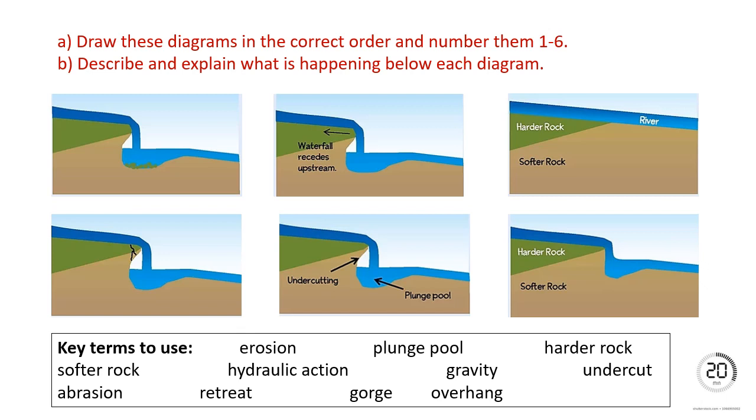So based on the video, and you can by all means re-watch it, I need you to draw these diagrams in the correct order. You're going to number them 1 to 6, making it really clear the order of this sequence. And when you've done that, you're going to describe and explain what is happening below each diagram. Again, you can either do it below them, or you could, if you want, have each sentence numbered 1 to 6 to go with the diagrams.